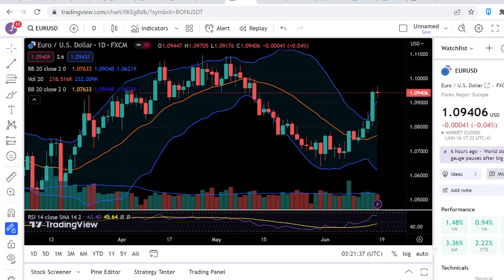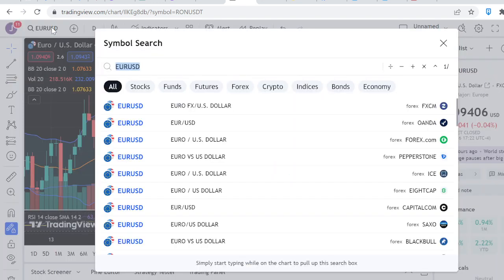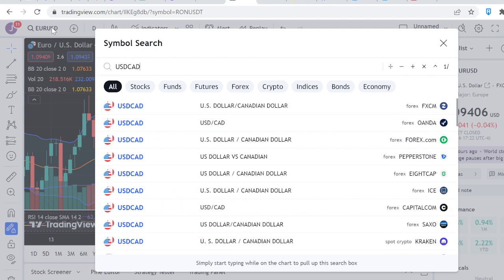Okay, so another example, Euro USD. In this example, for us to buy 1 euro, it takes 1.09406 US dollars para lang makakuha ka ng isang euro. Okay, I hope that makes sense. So balik tayo sa USD CAD.